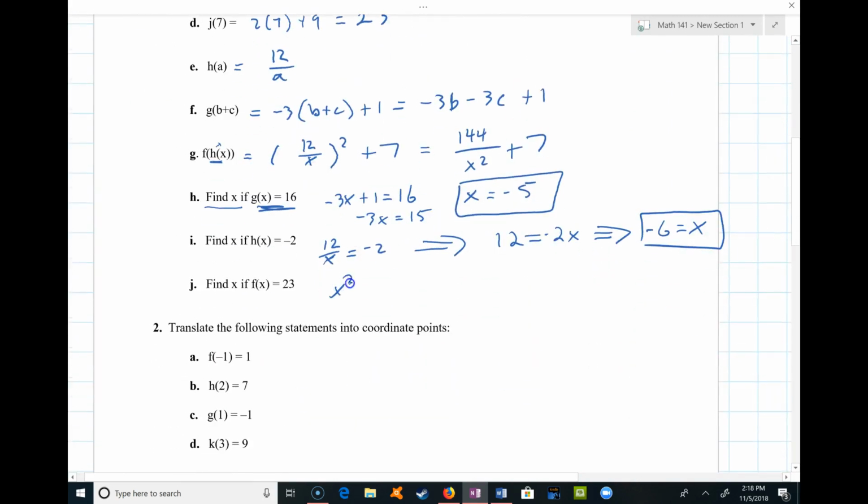So that means that x squared plus 7 equals 23, which implies that x squared is equal to, if I subtract 7 from both sides, I get 16. So therefore x is equal to 4 or negative 4, because I square rooted both sides there.